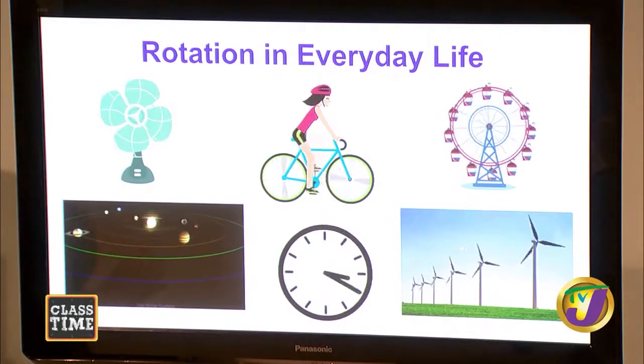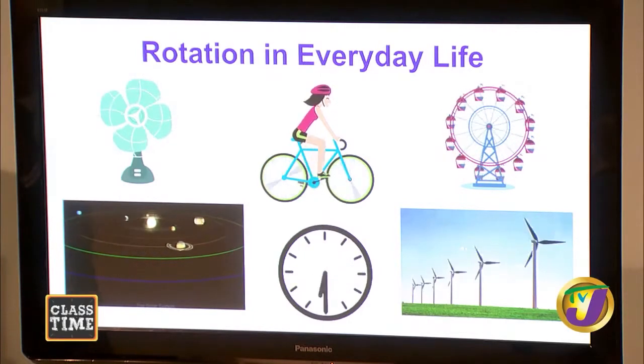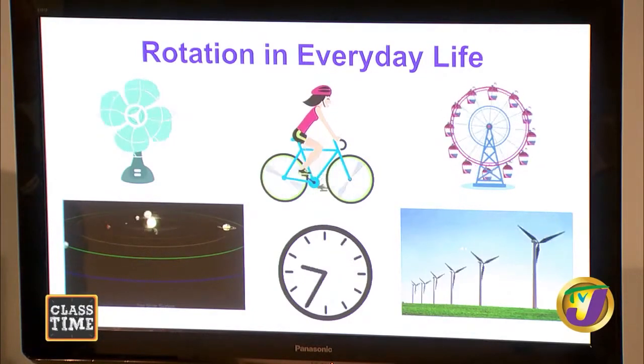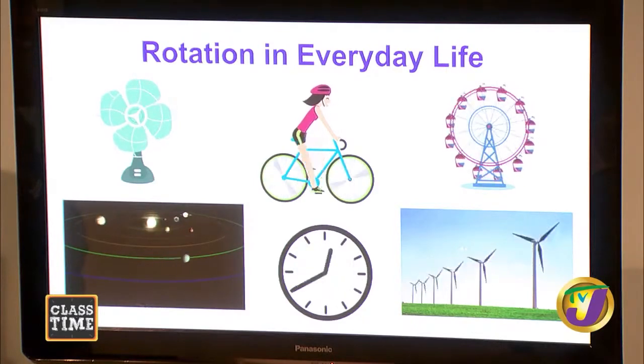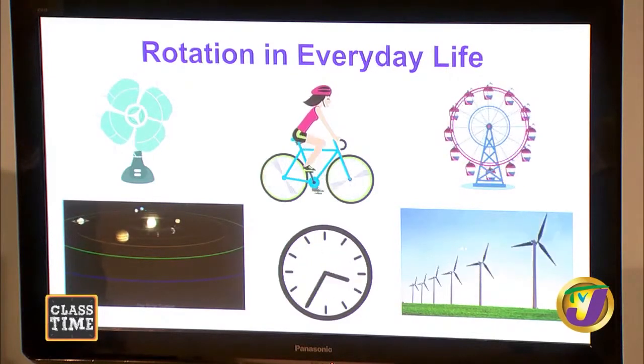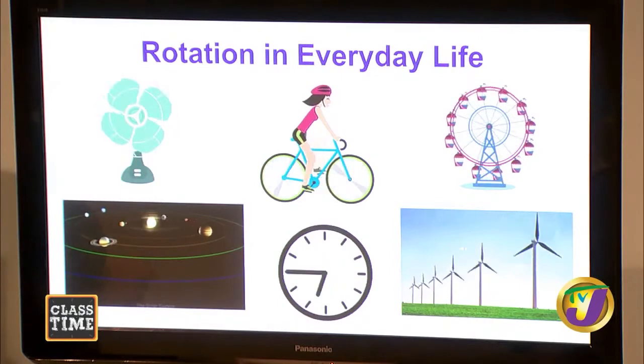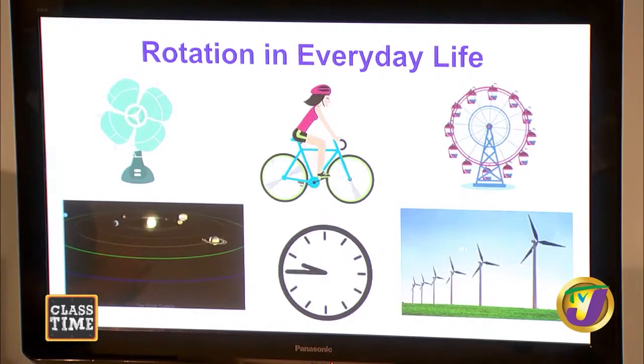And then when you think about a fan, the blades of the fan also rotate, and then that middle piece will be that fixed point, of course. And as you can see, the bicycle wheel, the Ferris wheel.